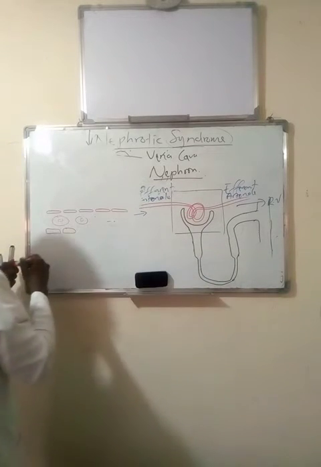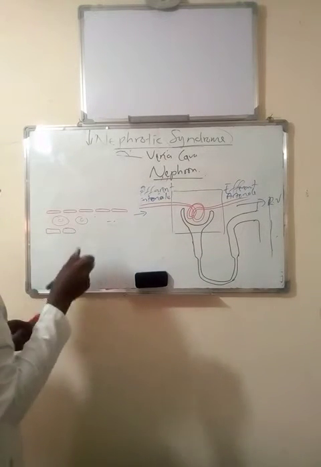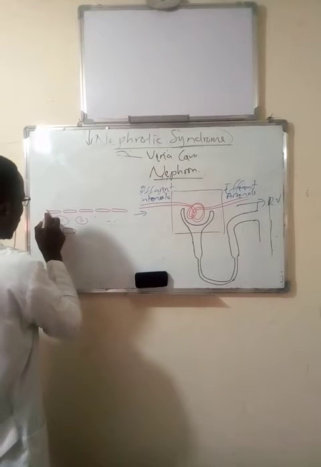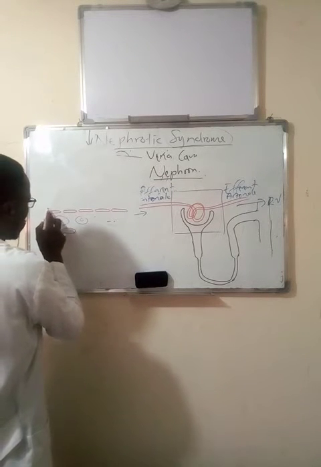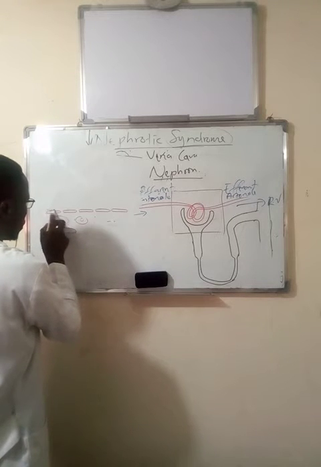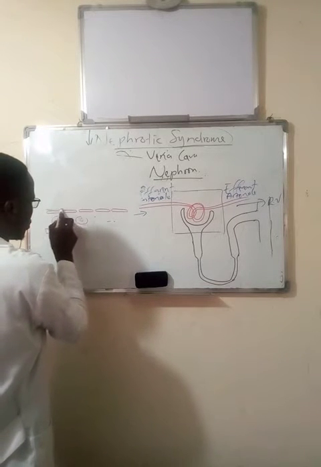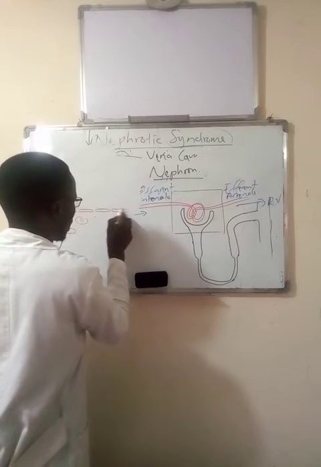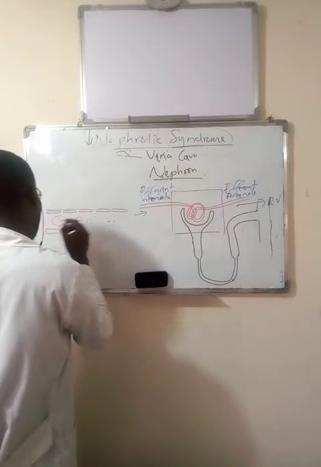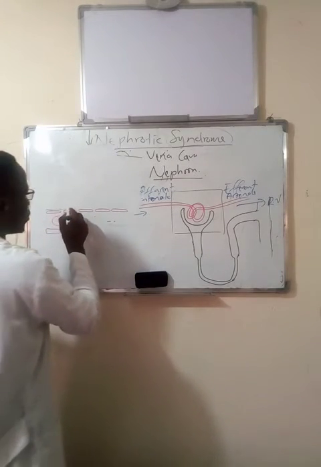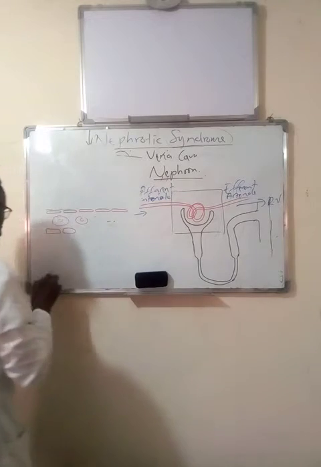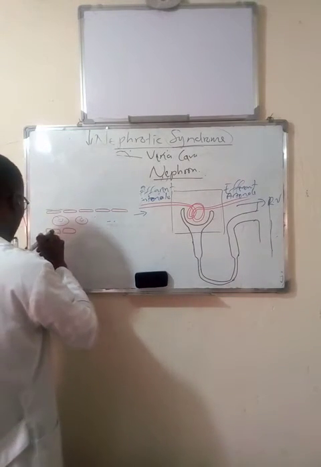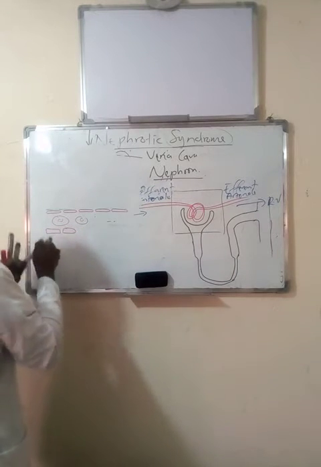This glomerulus has what is called the glomerular basement membrane. I'm going to put it in green. So you have the glomerular basement membrane there, on which these cells are sitting. I don't know why my green ink marker is not working. Let me use blue. It's fine.